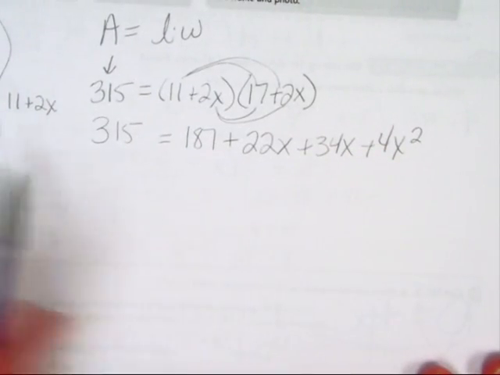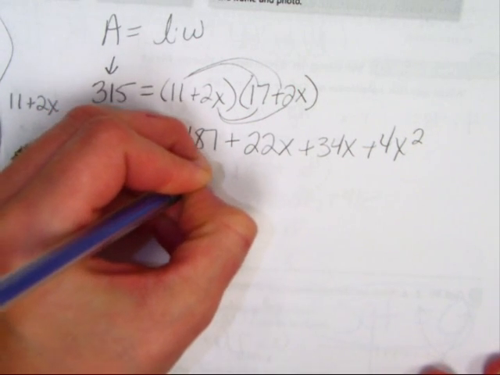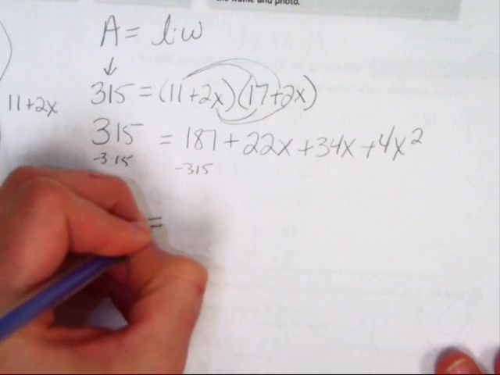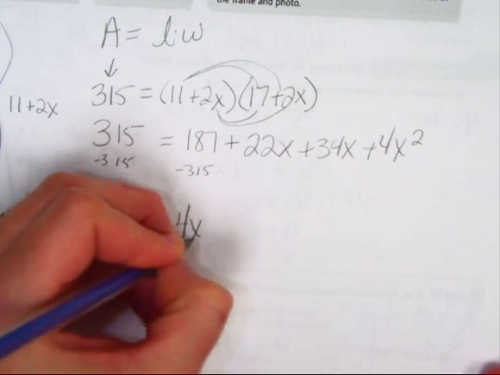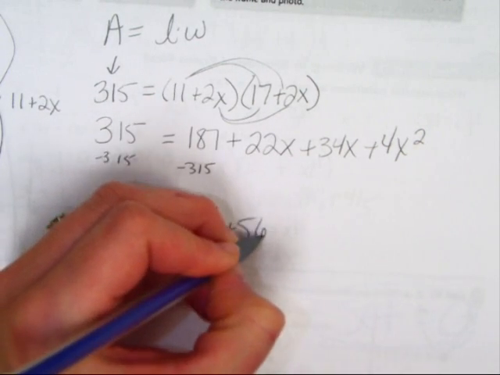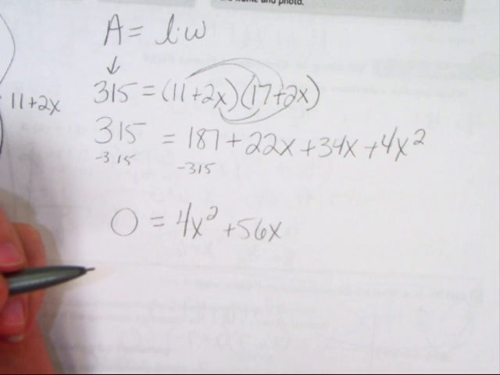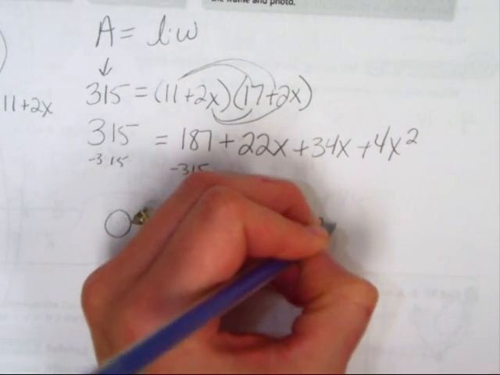Notice this is not set equal to 0, so I need you to set these equal to 0 from now on. That's just going to be a habit you need to get used to. I'm also going to rewrite this to be in order. So 4x squared, 22 and 34 makes 56x. 187 minus 315 is minus 128.